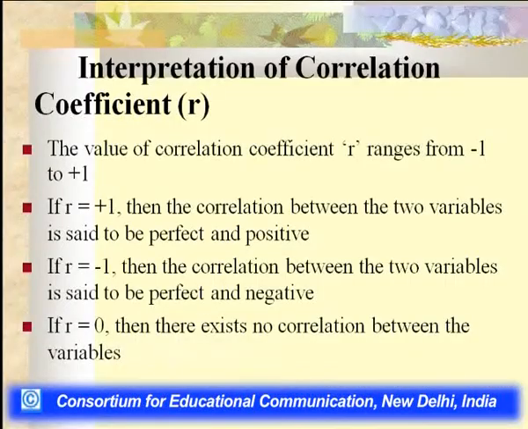Now we have to find out the interpretation of the coefficient of correlation, that is small r. The value of the coefficient of correlation r ranges from -1 to +1.